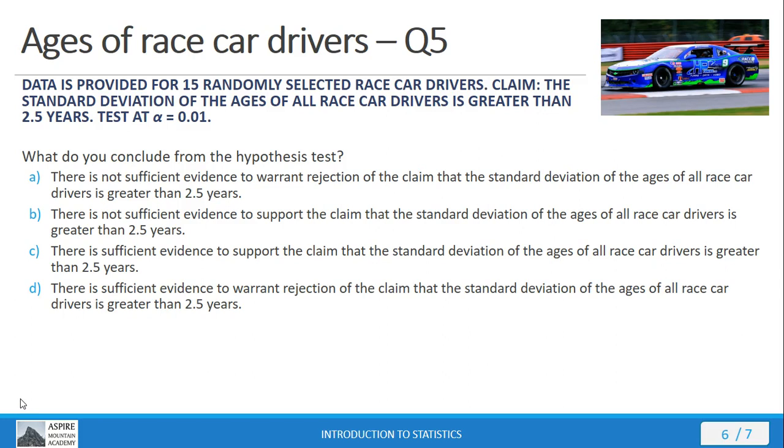So, first step is look at the results for your test. So, we rejected the null hypothesis, and therefore there's going to be sufficient evidence. We have a one-tailed test, therefore we're going to support the claim, and the answer option with those two elements is this one, answer option C.